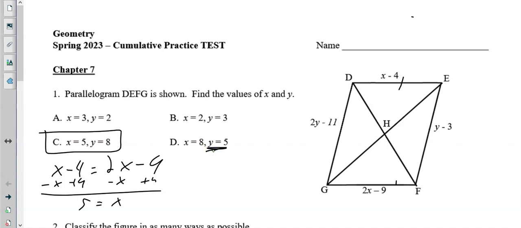being 5. Now I can also do the same thing with these two sides. Set that equal to each other. 2y minus 11 equals y minus 3. If I subtract y from both sides, add 11 to both sides, I end up with y equals 11 minus 3, which is 8. Answer C.